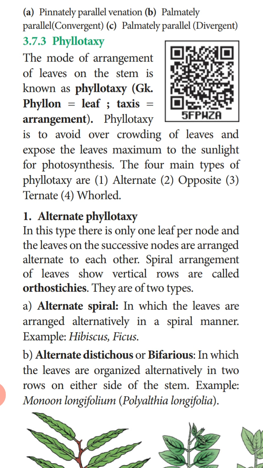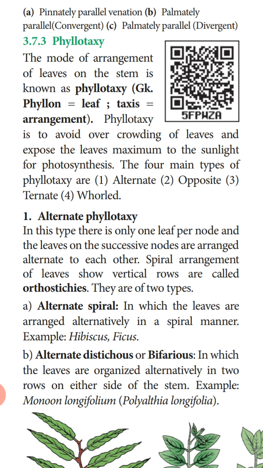So here I will explain. Alternate means, as we know, the leaves arise from the stem at the nodes. If in a node only one leaf is present, and in the next node another leaf is present, but both leaves are arranged in opposite directions, then it is called alternate. Opposite is what? In one node, two leaves arise in opposite directions. Then it is called opposite.